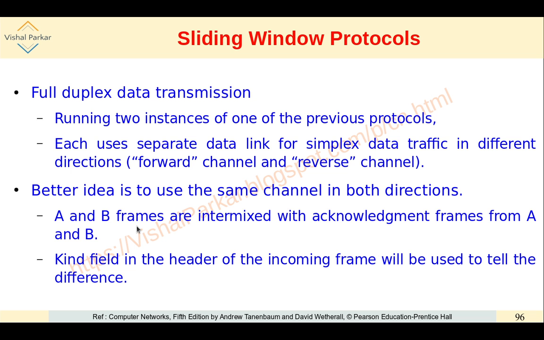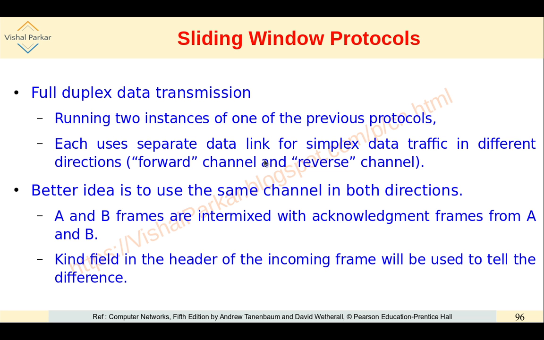The simplex protocols that you have seen so far are inherently, as the name indicates, simplex. That means they transmit the data only in one direction. Now, to make the communication full duplex, one strategy is to run two instances of one of the previous protocols, where one will be a forward channel and the other will be the reverse channel. So there will be a separate data link for simplex data traffic in different directions, meaning both directions.